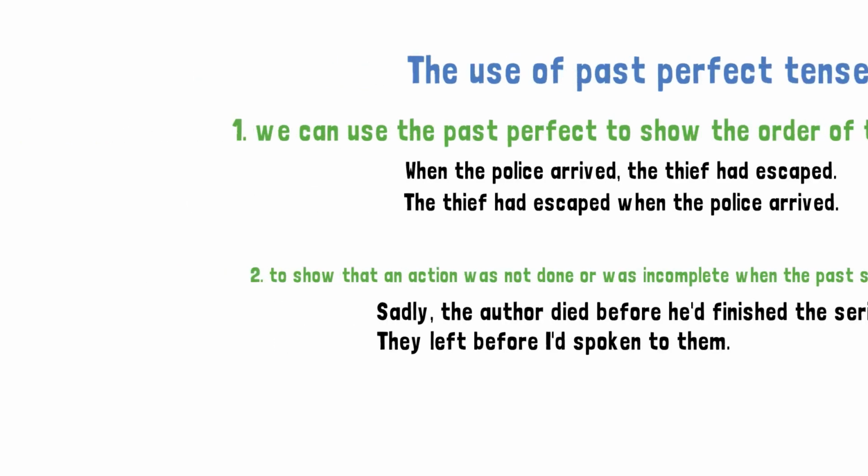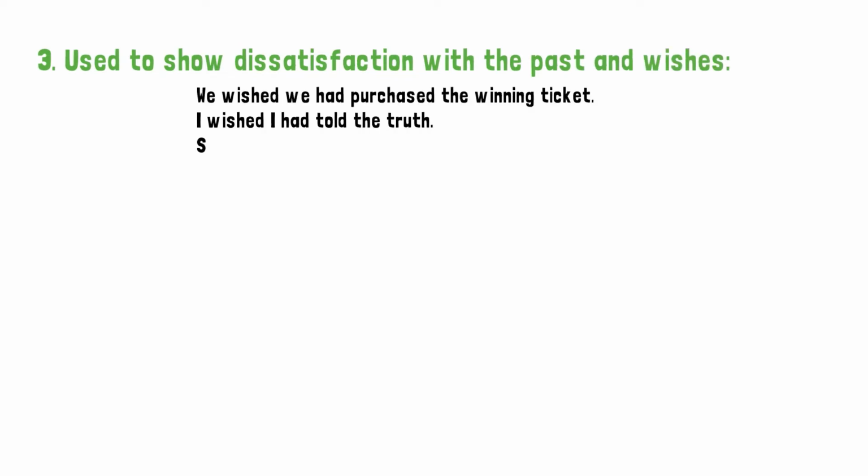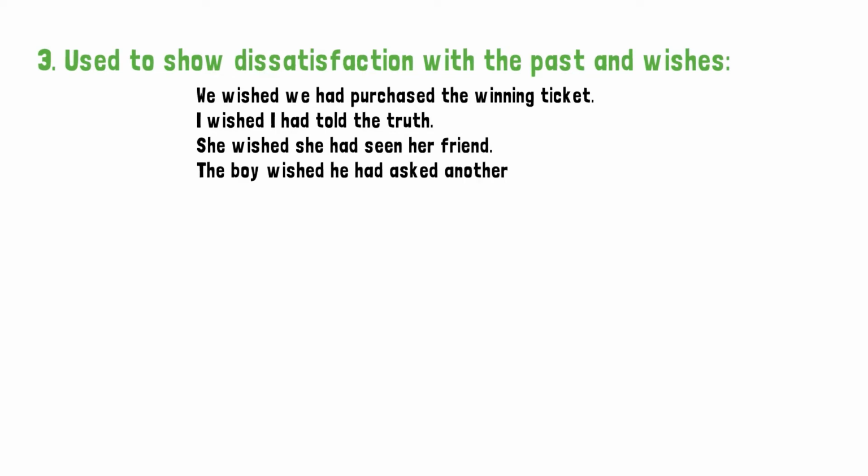Past perfect tense can also be used to show dissatisfaction with the past. For example, we wished we had purchased the winning ticket. I wished I had told the truth. She wished she had seen her friend. The boy wished he had asked another question.